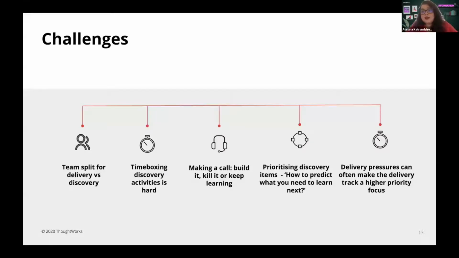Another thing that we experienced as a challenge was time boxing discovery activities. That comes from the question of when do you decide you've learned enough about something? Do you ever learn enough, or do you decide to learn something else instead? I don't have a silver bullet here, but essentially in one of the teams, what we did was we tried to time box our experiments for a week.